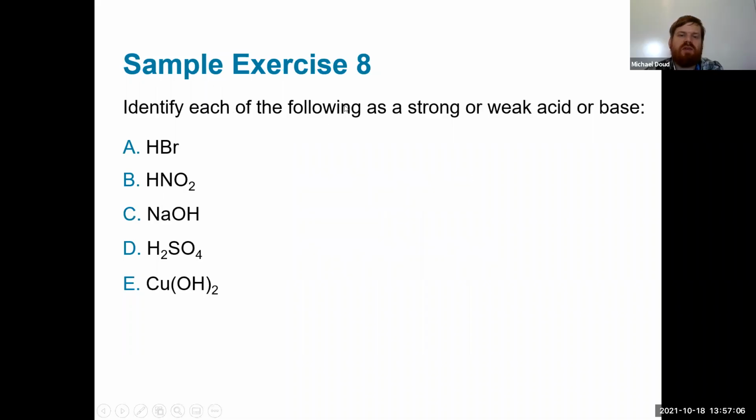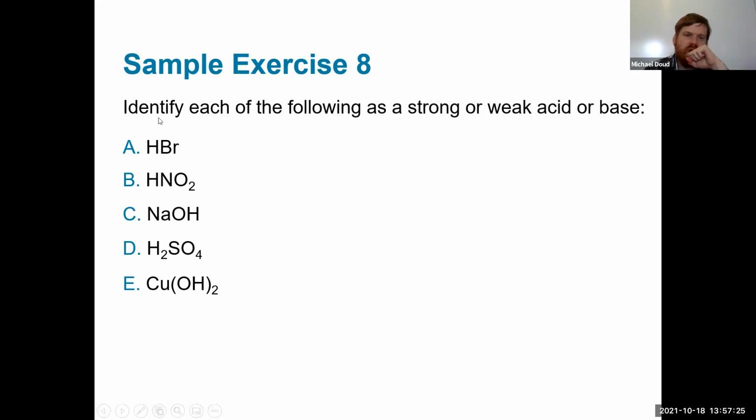Okay, so let's go ahead and identify each of the following as a strong or weak acid or base. So go down the list. Is it an acid or base first? And then is it strong or weak? Pause the video, give it a shot, think it through, and then when we come back, we will have a look at the answers. So go ahead, pause.